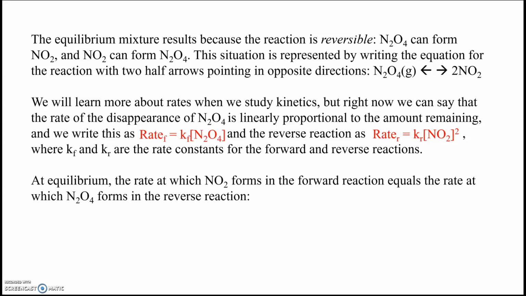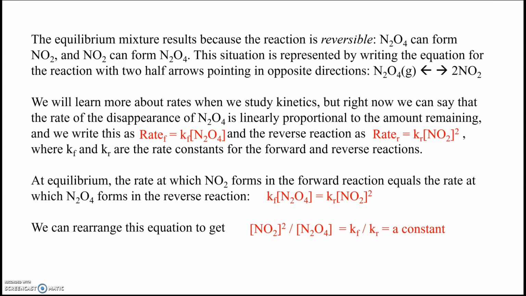At equilibrium, the rate at which NO2 forms in the forward reaction equals the rate at which N2O4 forms in the reverse reaction. And if that's true, then we set these two expressions equal to each other. I can rearrange this to get [NO2] squared over [N2O4] is equal to Kf divided by Kr. And since I have a quotient of two constants, that is itself a constant. We call this constant the equilibrium constant.